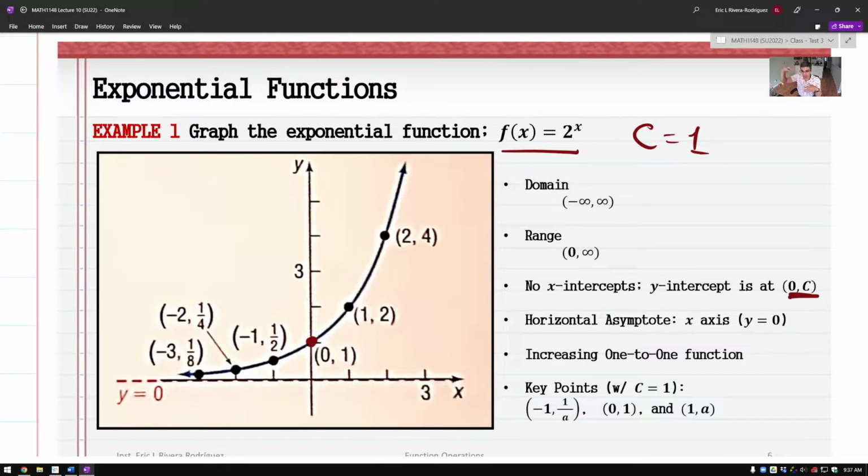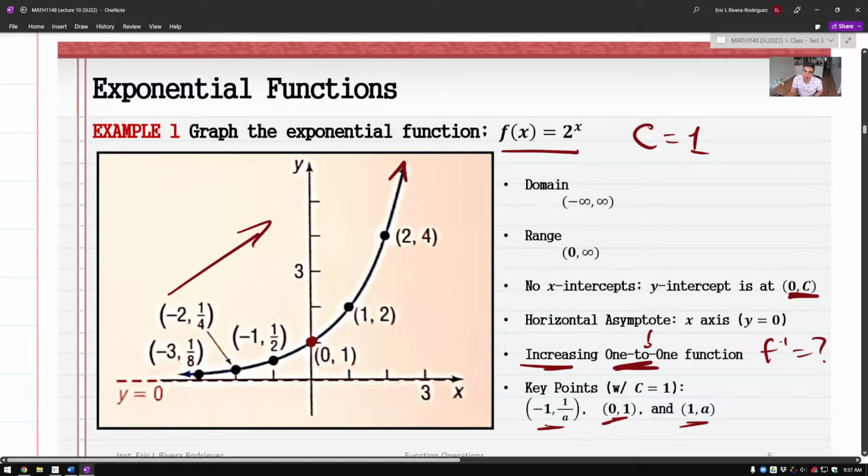Remember that the asymptote marks the two regions. It is increasing. As we move to the right side, the curve goes up, and this arrow here is also pointing up as it moves to the right. It is a one-to-one function. This is going to be important because there is an inverse function, and we are going to learn what the inverse function of the exponential function is. And the key points, see the format: (-1, 1/a), (0, 1), and (1, a). Let's identify those three key points here in our graph.